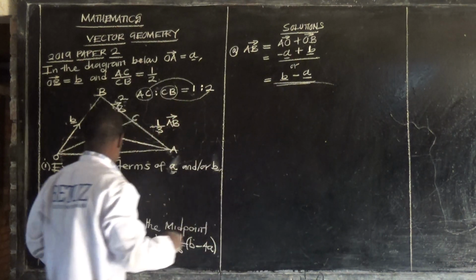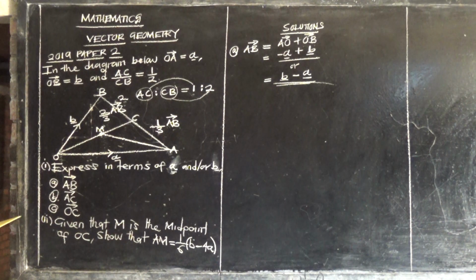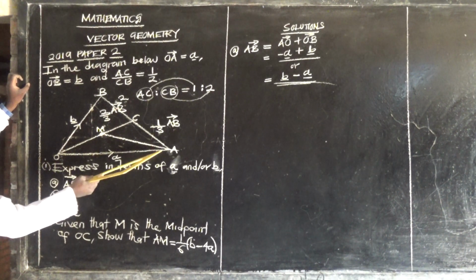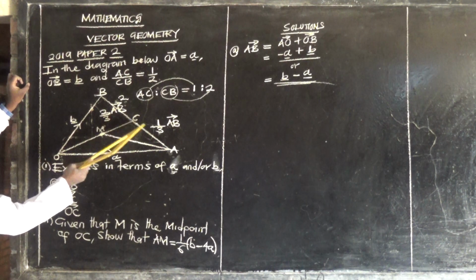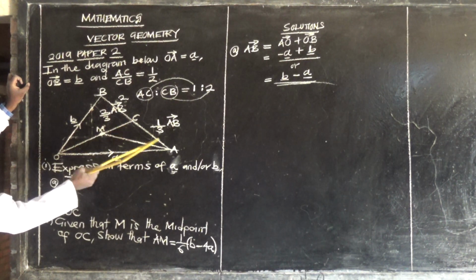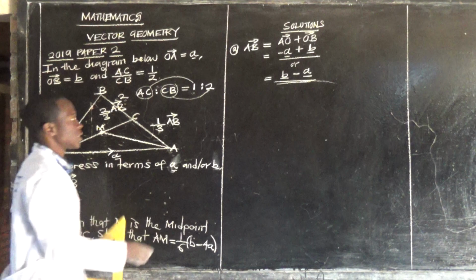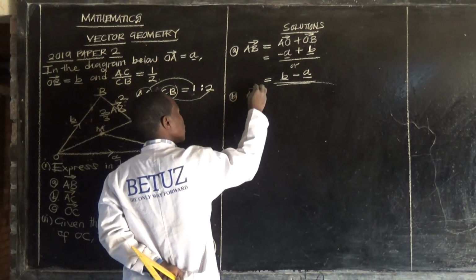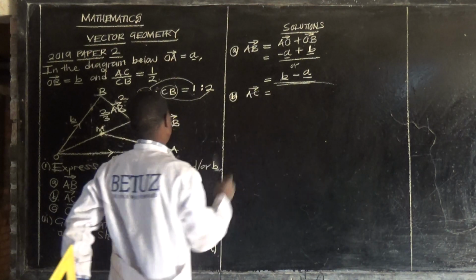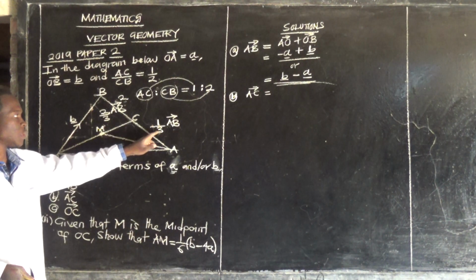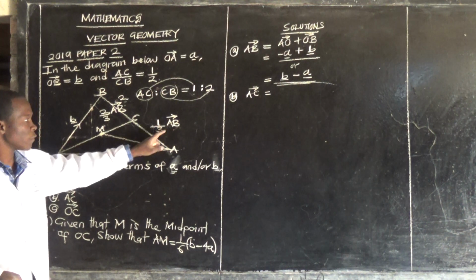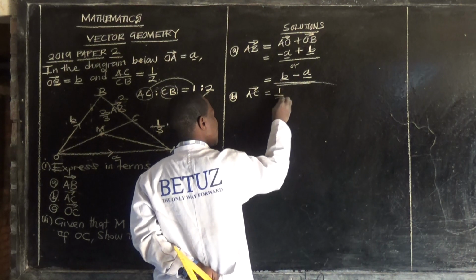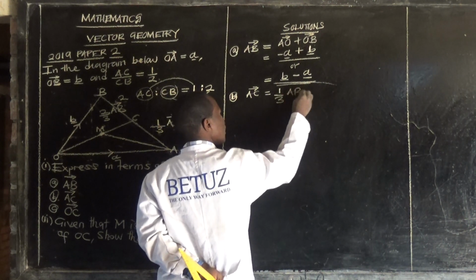Then let us look at question B. They want AC, from A to C. Are we together? So let's find AC. Now AC, we know AC is 1 over 3 of vector AB. So we say AC is 1 over 3 of vector AB.